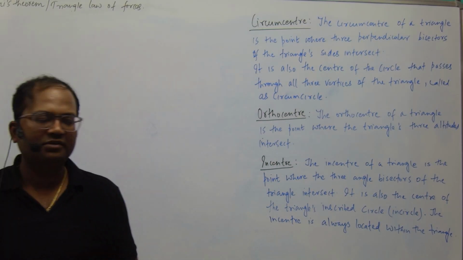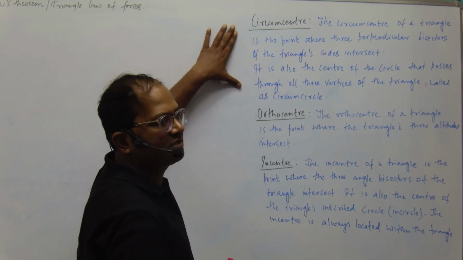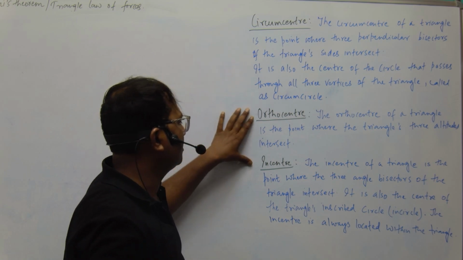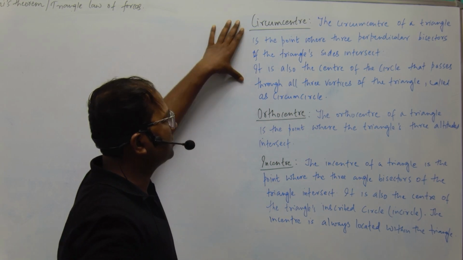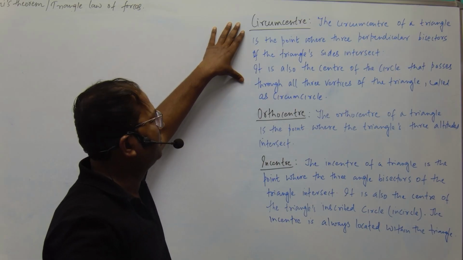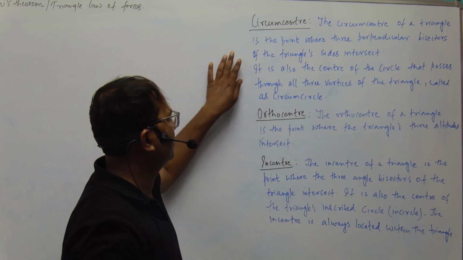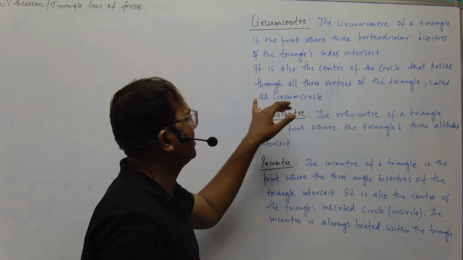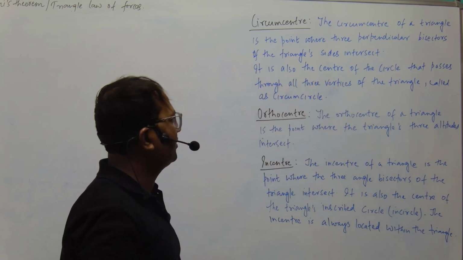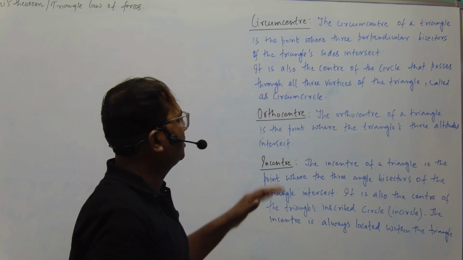The concepts are: the first one is the circumcenter, the second is the orthocenter, and the third is the incenter. The circumcenter of a triangle is the point where the perpendicular bisectors of the sides of the triangle intersect. It is also the center of a circle that passes through all three vertices of a triangle, and that circle is known as the circumcircle.